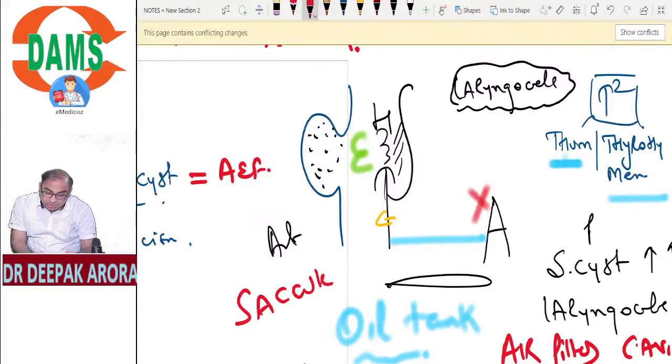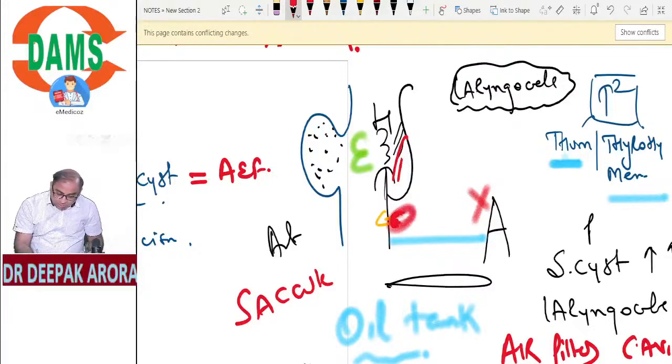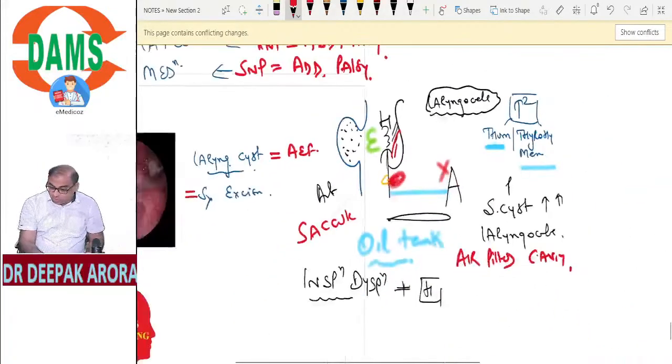Now listen to this student's query. The student is saying the saccule is below the pre-epiglottic space. This is my pre-epiglottic space, and below it is the saccule. Agreed. In the early stage, laryngocele is inferior to the pre-epiglottic space, and as the size increases, it will reach the level of the pre-epiglottic space. I hope you're getting my point. Saccule is always inferior to the pre-epiglottic space, which seems to be a true statement. But when the laryngocele is big and large, it will be somewhere at the level of the pre-epiglottic space. I hope you're getting the message.